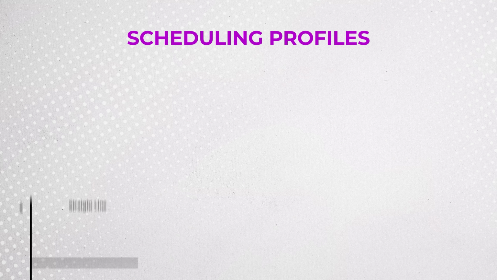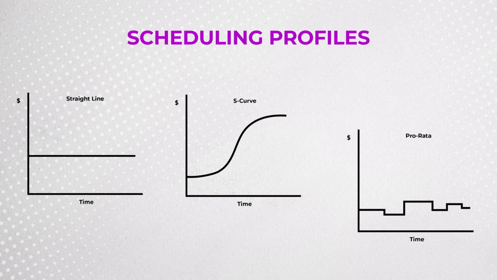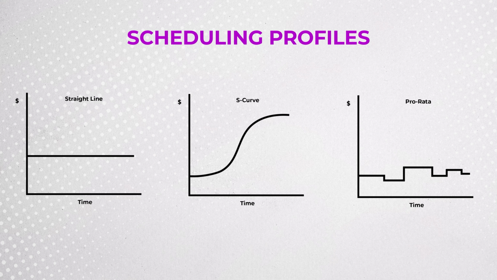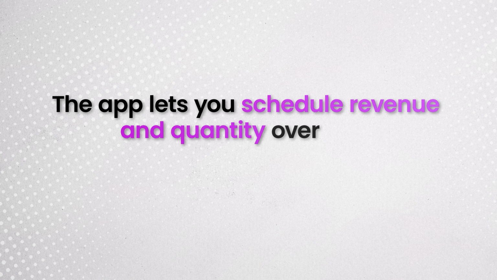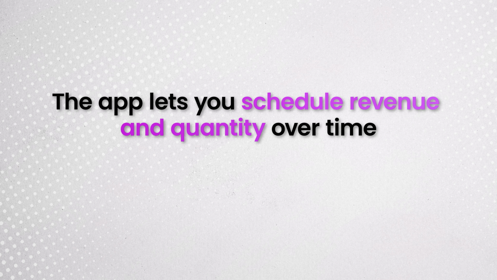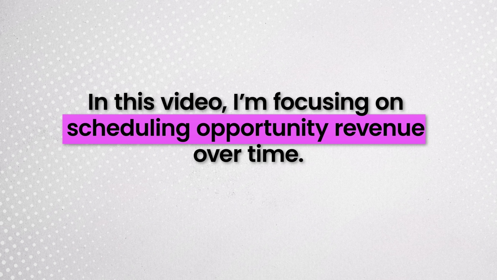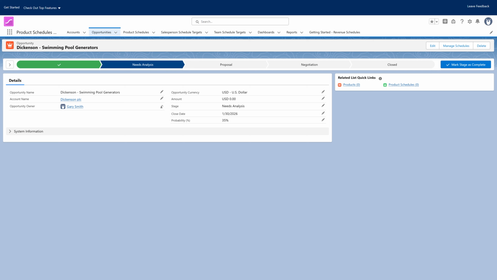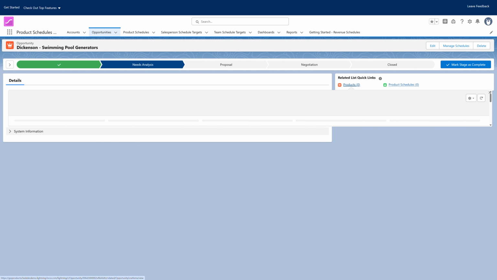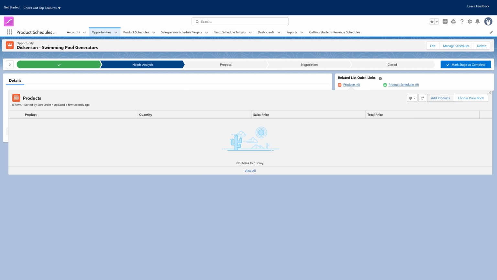And this can be done using a variety of scheduling methods, including straight line, S-curve, and pro rata. The app lets you schedule revenue and quantity over time. In this video, I'm focusing on scheduling opportunity revenue over time. So let's dive in. Here's an opportunity in Salesforce to which I'll add 3 products.